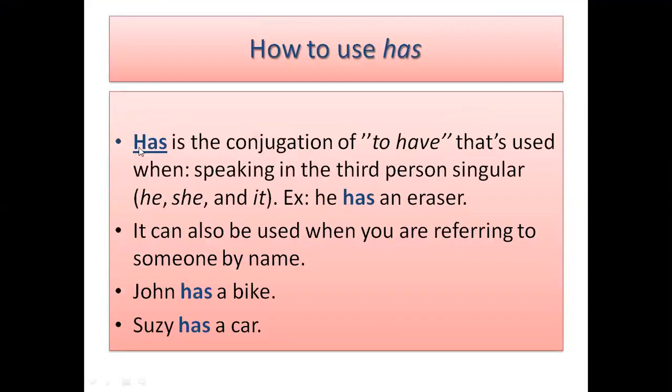So now we're gonna move to has. Has is the conjugation of the verb to have that's used when we are speaking in the third person singular. So when we have he, she, and it, automatically we use has. He, it's referred to male. When we have male, boy or man, we use he. She, it's for female. When we have a girl or a woman, and it's referred to animals or objects.